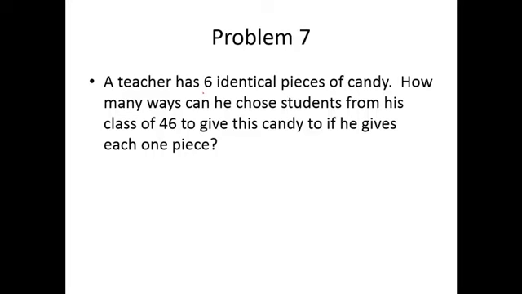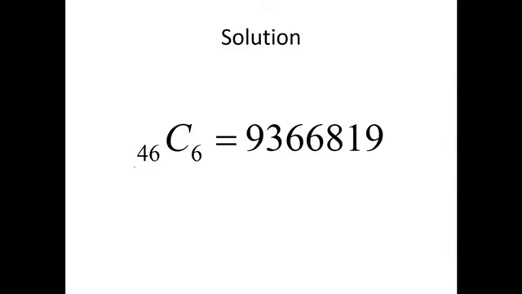Problem 7. A teacher has 6 identical pieces of candy. How many ways can she, or he, choose students from his class of 46 to give this candy if he gives each one piece? Let's not be sexist. So identical pieces, this is your clue words. This is a combination problem. 46 C6. There are 9,366,819 ways to do it.